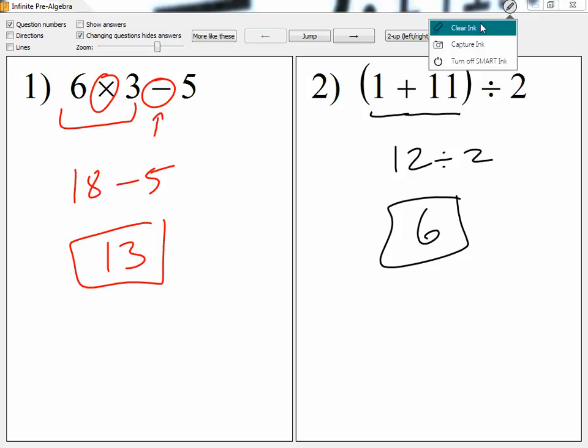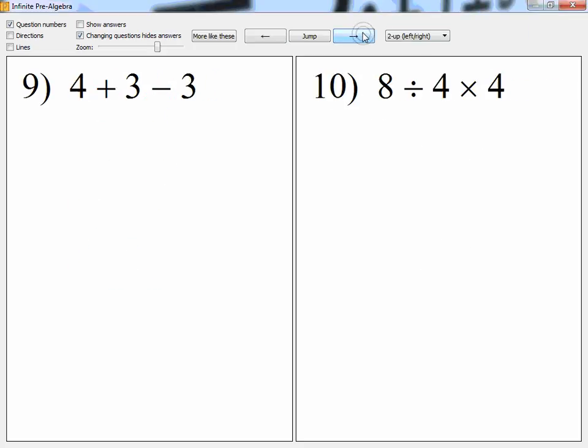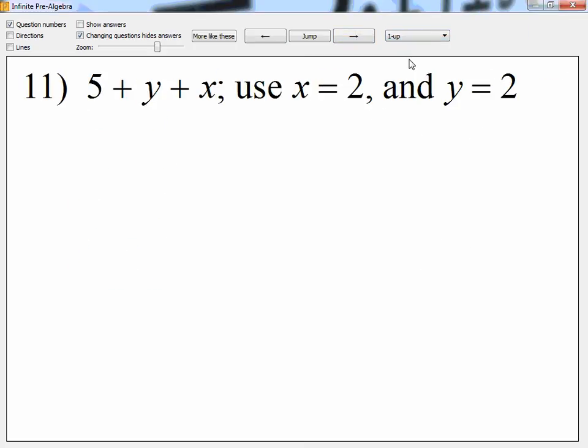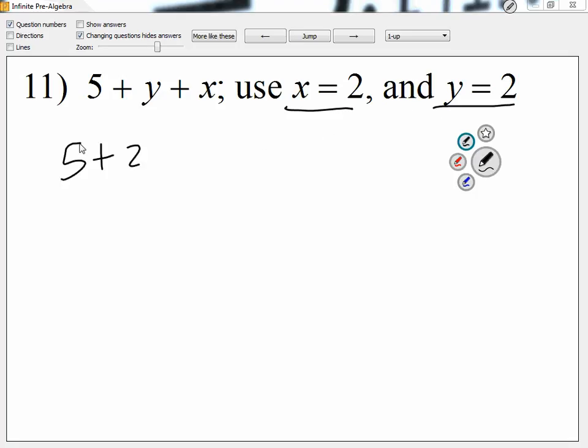Let's take a look at question number 11. So let me flip the page. Question number 11, we have letters, but at least for number 11, the value of x is 2, the value of y is also 2. So let me replace my letters with those numbers. So I'm going to go 5 plus 2 plus 2. It's addition, subtraction, so I'm going to go the first 2. How much is 5 plus 2? 7. So then I get 7 plus 2, which is 9.